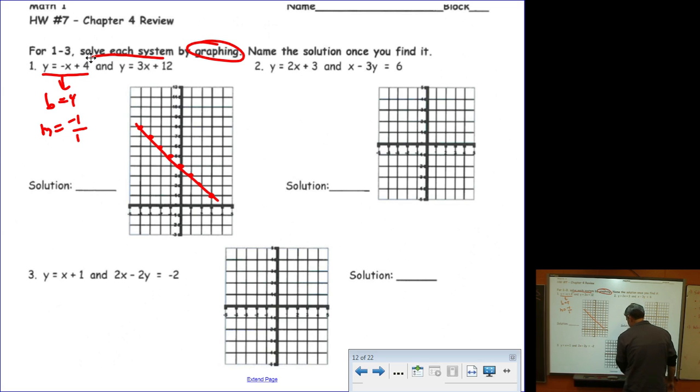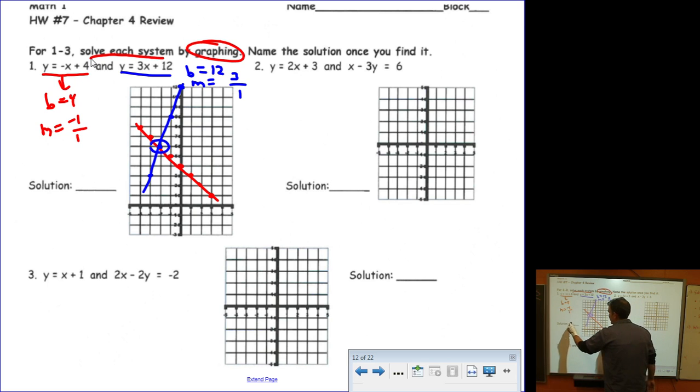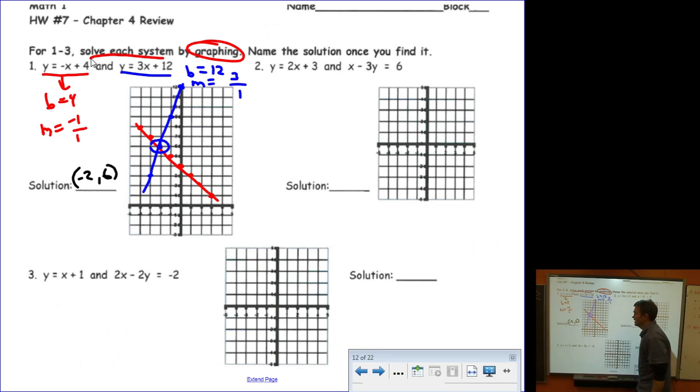And there's that line. This equation has a y-intercept of 12. It has a slope of 3/1. So I'm going to put a dot at the y-intercept, which is 12. And I'm going to go up 3, right 1. But I can't really go up and to the right, so I'm going to go down and to the left. And that puts me crossing right there. And that solution would be the ordered pair -2, 6. I could check that quickly, but I'm pretty sure it's right.